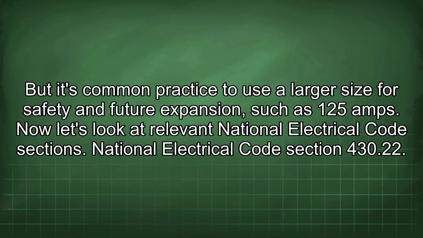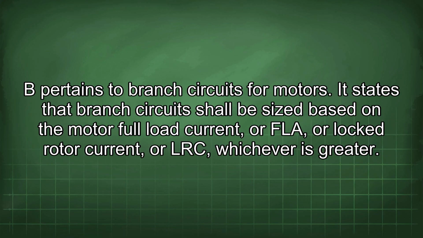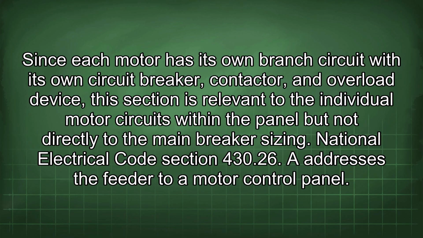Now let's look at relevant National Electrical Code sections. National Electrical Code Section 430.22 pertains to branch circuits for motors. It states that branch circuits shall be sized based on the motor full load current, or FLA, or locked rotor current, or LRC, whichever is greater. Since each motor has its own branch circuit with its own circuit breaker, contactor, and overload device, this section is relevant to the individual motor circuits within the panel but not directly to the main breaker sizing.